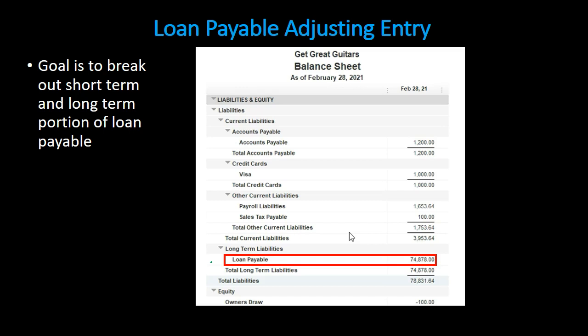Oftentimes it's easier to go through the process within the accounting department and record the information to the loans to one account and then make the adjustment at the end of the time period in terms of how much of that account is current, or how much of that account is going to be payable within the next year, and therefore is a current portion. That's what we'll do here.